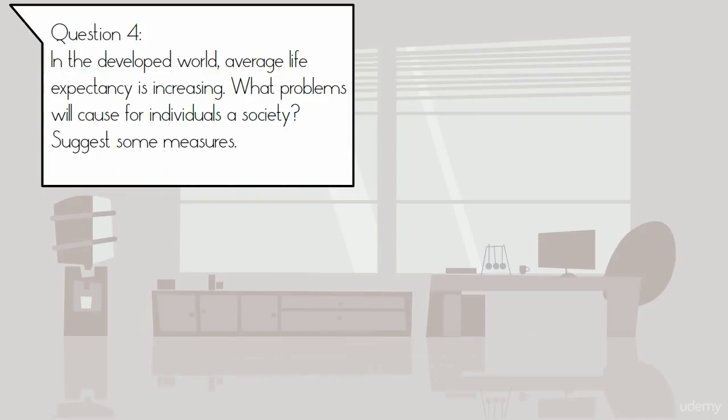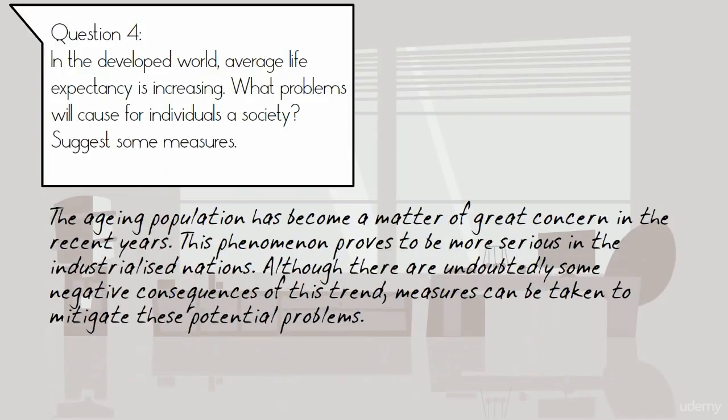An introduction for this question can be: the aging population has become a matter of great concern in recent years. This is the topic sentence. This phenomenon proves to be more serious in industrialized nations. This is the specific information sentence. Although there are undoubtedly some negative consequences of this trend, measures can be taken to mitigate these potential problems. This is the thesis statement.